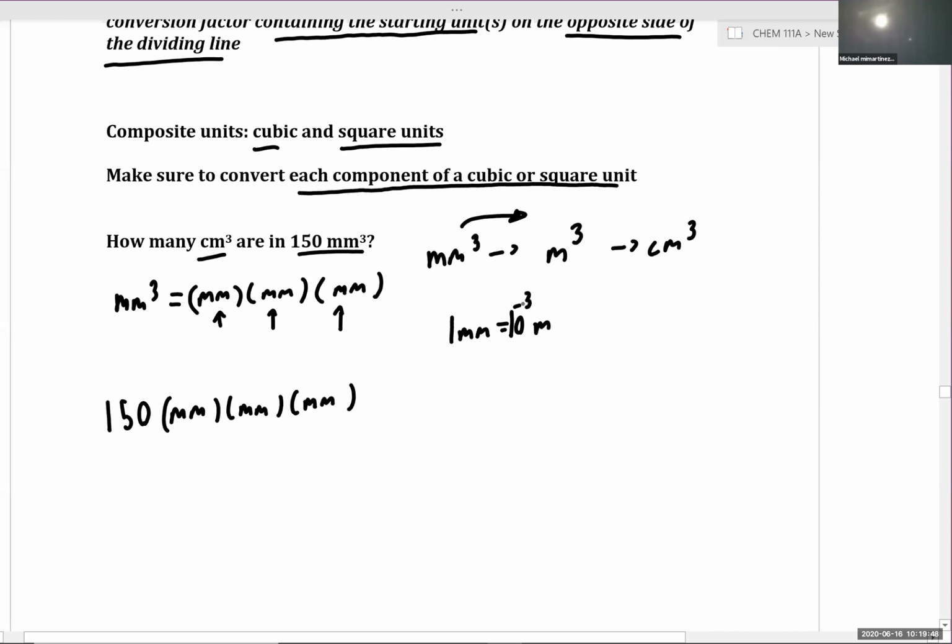Okay, so we have our first conversion factor. If we want to cancel our millimeters, going from millimeters to meters, we're going to put meters on top. So we have 10 to the negative third meter per millimeter. Once we write out the units, we see that we've canceled one of our units of millimeters, but are we done? Have we completely converted all of our units of millimeters? No. So we have to repeat this process for a total of 3 times.